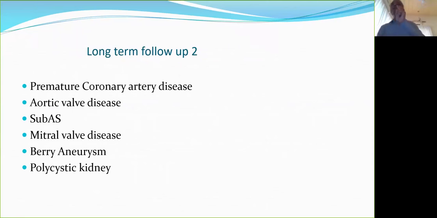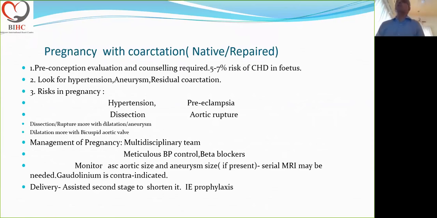And one particular problem I should mention is pregnancy with coarctation. It may be a previously undetected coarctation, or it may be a well-repaired coarctation. If you know that a woman is planning pregnancy, a preconception evaluation and counseling is required. There is a 5 to 7% risk in the fetus.